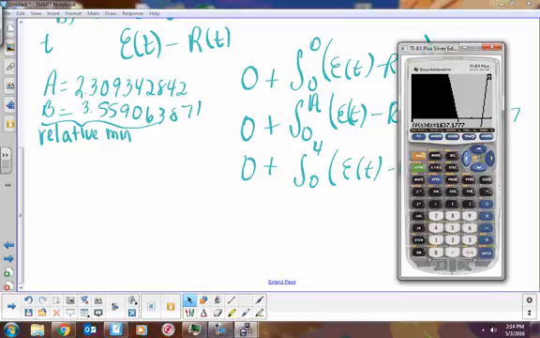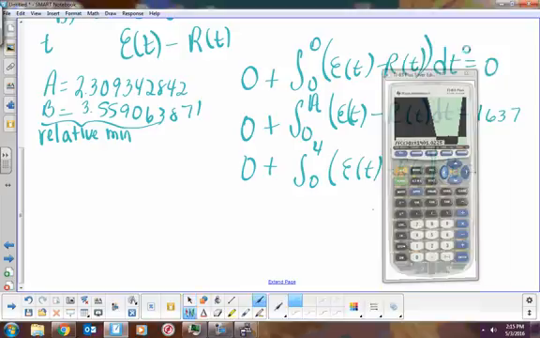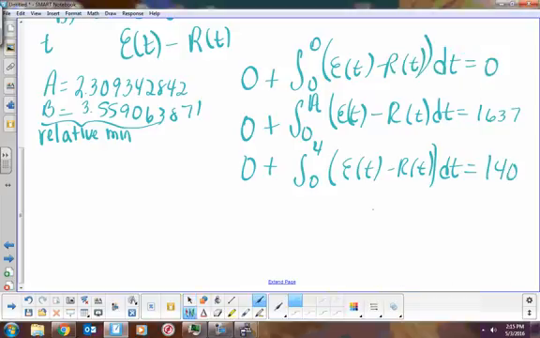So now we're going to do second trace. Do I have my E of t minus R of t? Am I using the right function? Okay. So now we're going to choose 7, and we're going to go from 0 to 4. Why should this be lower? Because there's negative. That's 14.01. So this is going to be 14.01.